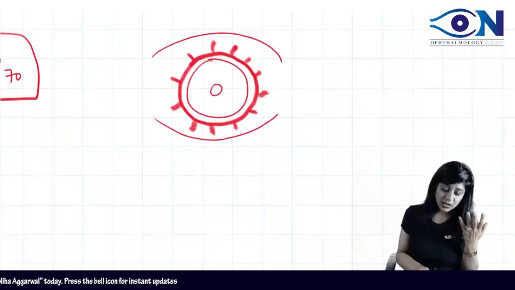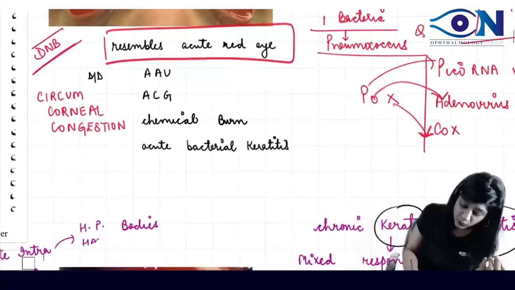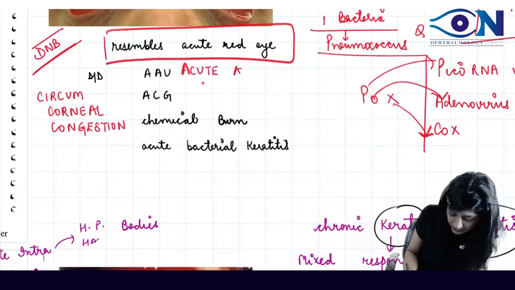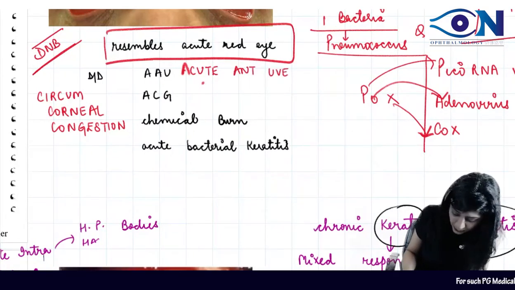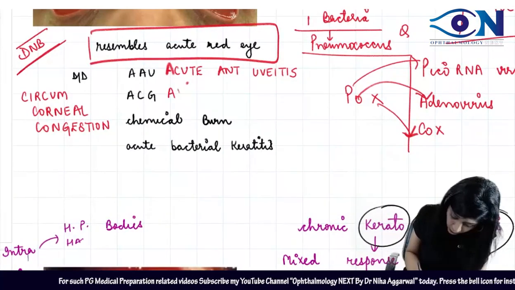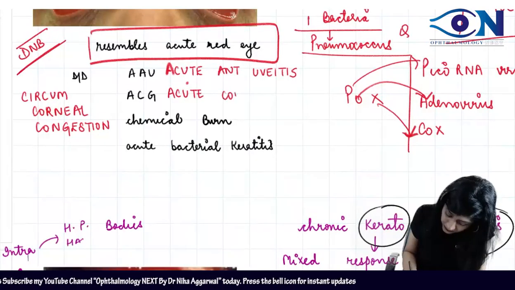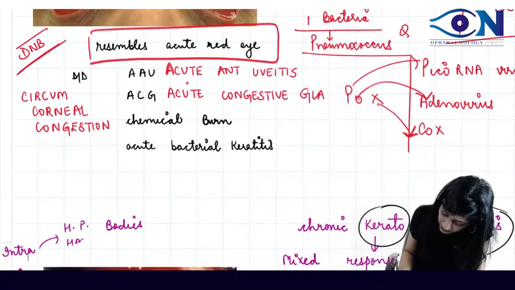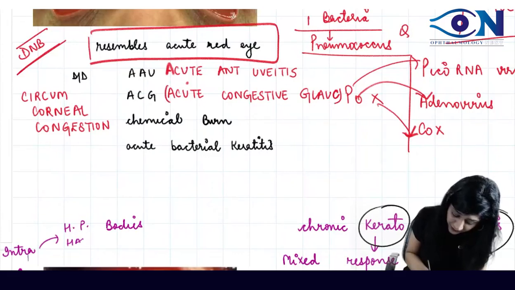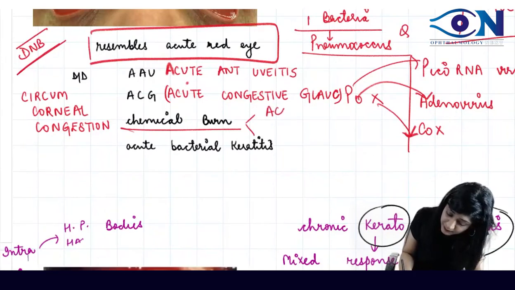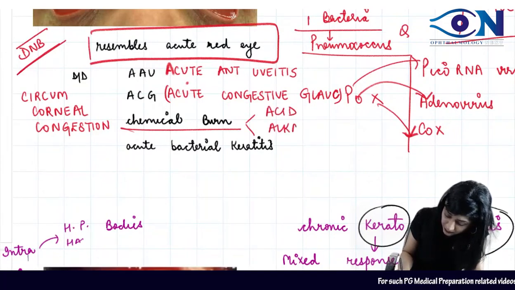So where do you get it? You get it here in the acute anterior uveitis. Very, very important is your acute anterior uveitis. Then the other one is your acute congestive glaucoma, right? Then a very, very important thing is your chemical burns. The injury can be an acid burn or it can be an alkali burn, okay?